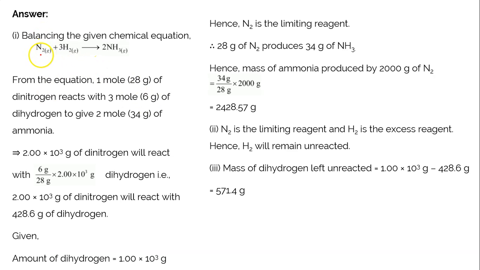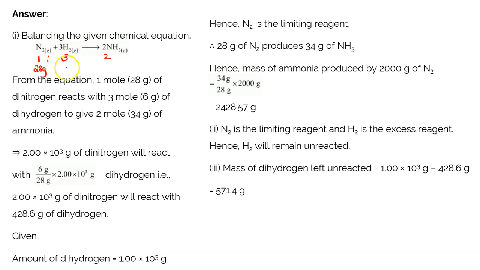Let us consider the balanced chemical equation first, which is N2 plus 3H2 gives 2NH3. All of them are in gaseous physical state. So from the balanced chemical equation, we understand that 1 mole of nitrogen is reacting with 3 moles of hydrogen to give us 2 moles of ammonia, right? So 1:3 is the ratio of nitrogen and hydrogen during the reaction. If I convert this into mass now, 1 mole of nitrogen is 28 grams. So 28 grams of nitrogen is reacting with 3 moles of hydrogen.